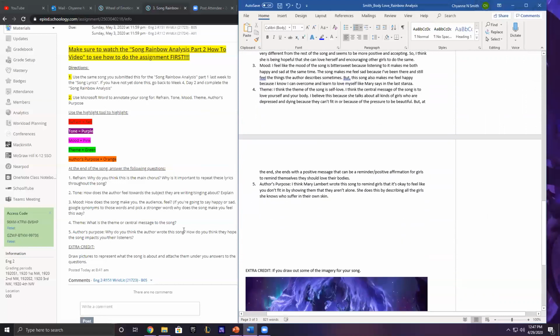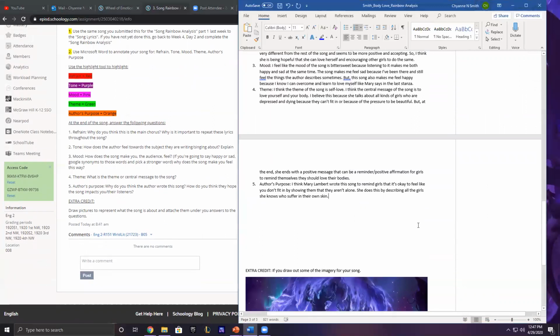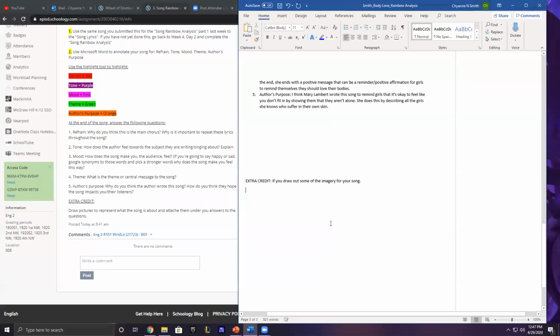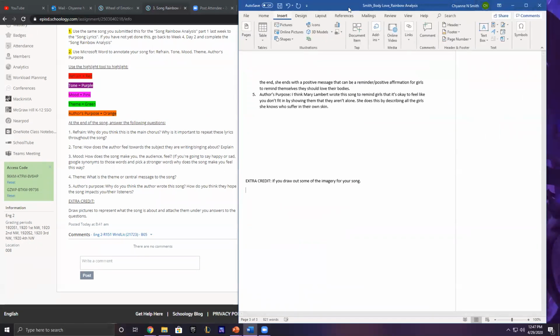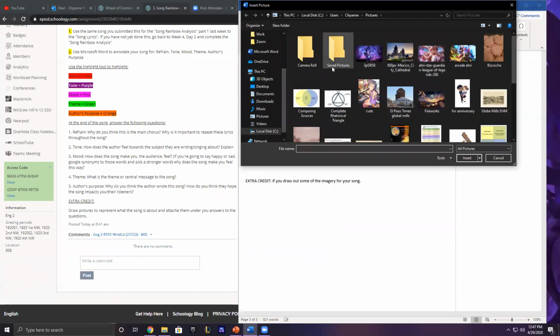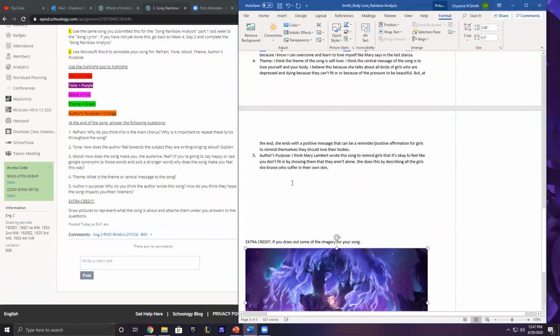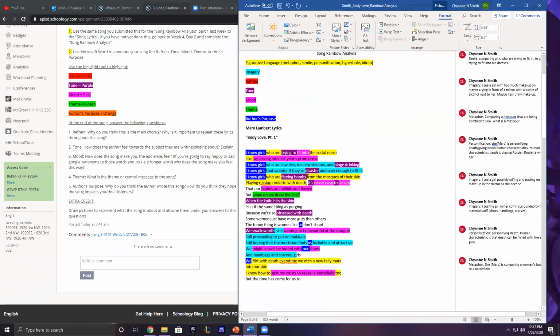and when you're done, don't forget the extra credit is to draw a picture that represents the song. In case you forgot how to insert a picture, I will show you. You just go to insert, I want pictures. It'll bring up whatever pictures you have on your computer and just select the one you want to upload. And that's how you can paste your pictures that you think represent the song for extra credit.